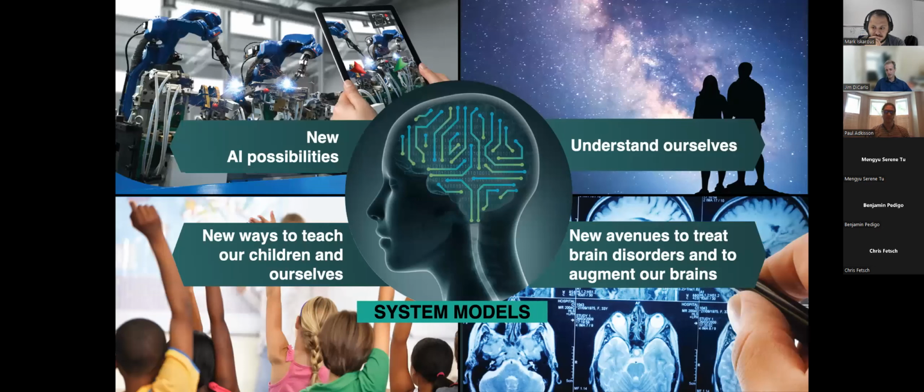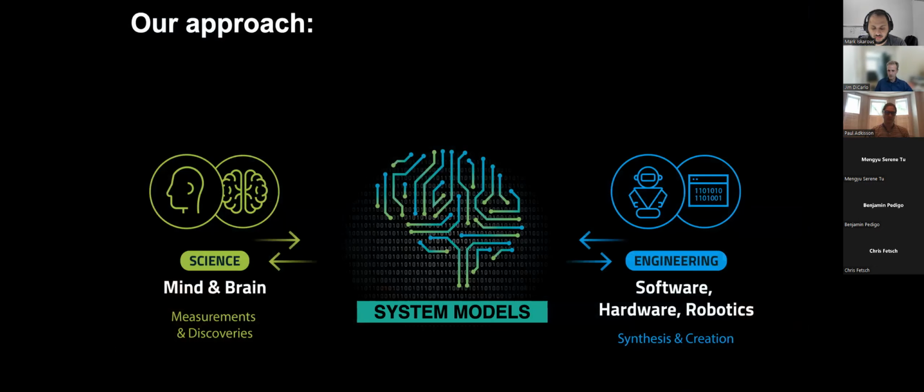Just before I zoom in, I'll remind you that having those system models has all these possible ways to apply. Of course, people think about how you use them for things like artificial intelligence. If you can build it, then you could build it into a machine. There are also new ways to educate ourselves and our children, new avenues to treat brain disorders and even augment our own brain function, and more deeply, the scientific question of understanding ourselves. So all of this revolves around having engineered level system models, which are informed by brain sciences, like neuroscience and cognitive science and psychology.